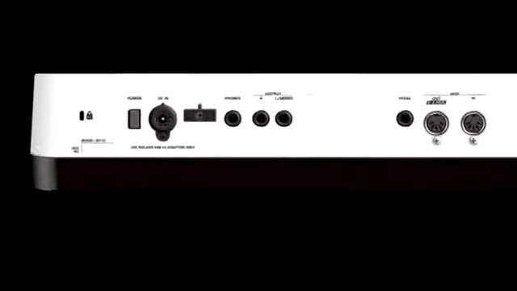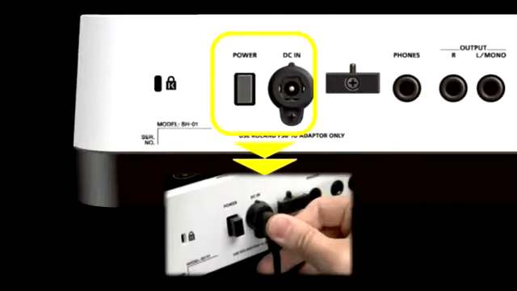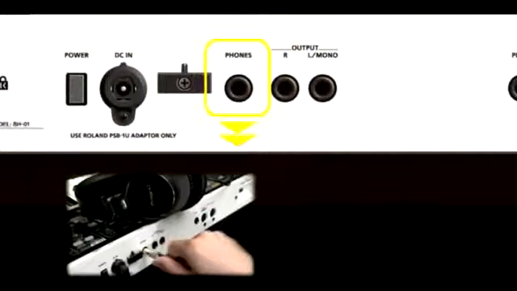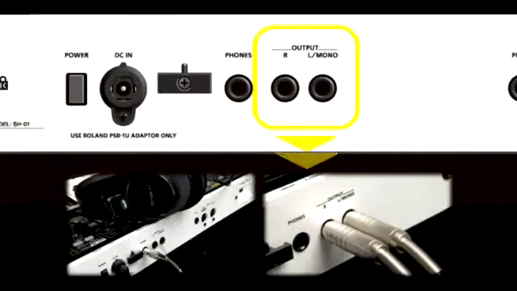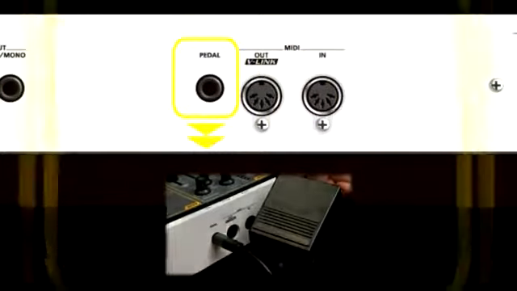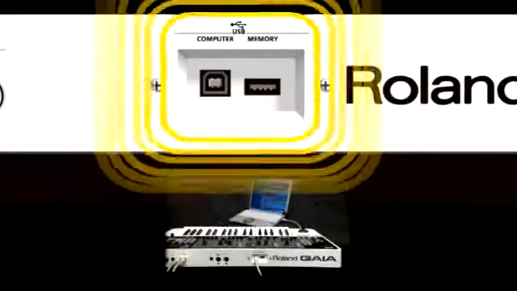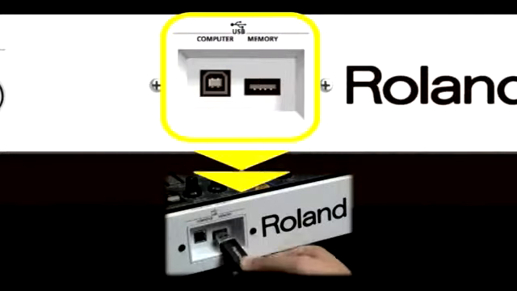Let's take a look at the back panel to see how we make connections. We have the power switch and power connection here. Then we have audio outputs with headphones and stereo or mono main outputs. There's a control pedal input, MIDI input and output connectors. USB for connecting to a computer and USB memory port.